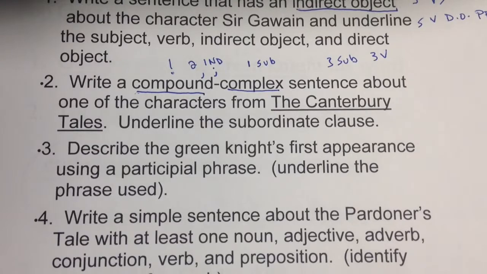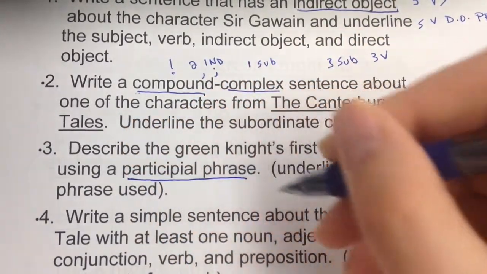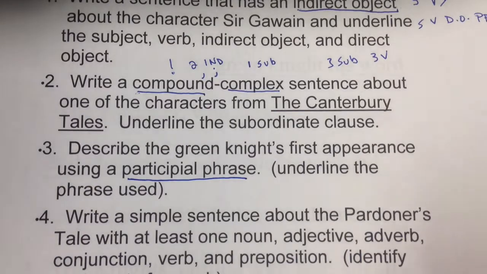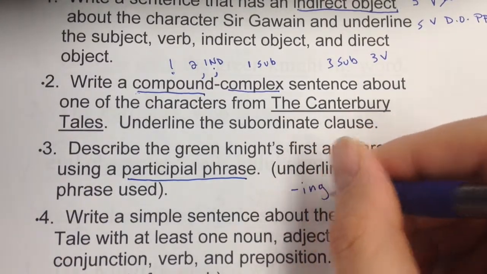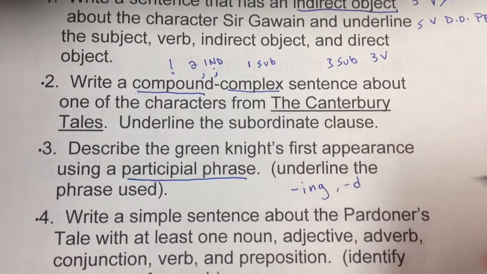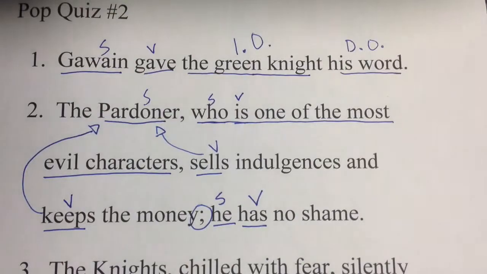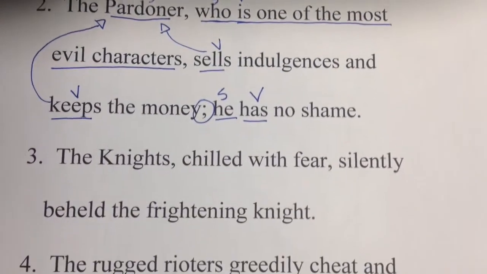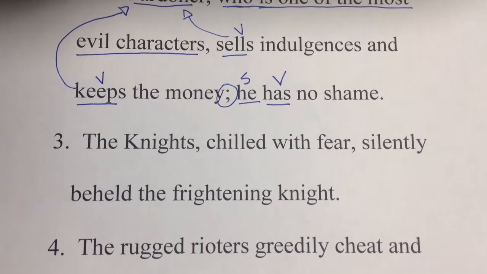Number 3. Describe the Green Knight's first appearance using a participial phrase. A participial phrase is going to end usually in -ing or -d, and it's used as an adjective. So here's my sentence: The knights, chilled with fear, silently beheld the frightening night.